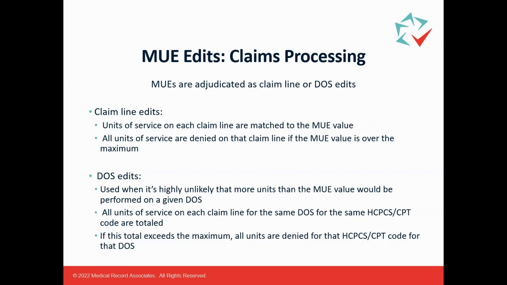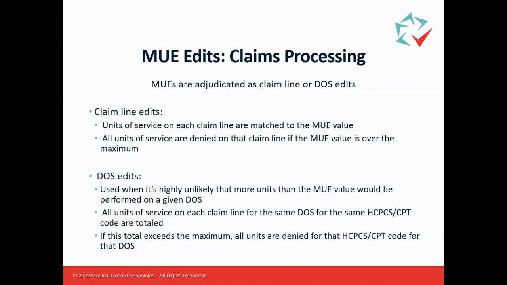When claims are processed, they are adjudicated as either a claim line or a date of service edit. So we'll go through what each of those means. A claim line edit is when units of service on each claim line are matched to the MUE value. All units of service are denied on that claim line if the MUE value is over the maximum number allowed. A date of service edit is used when it's highly unlikely that more units than the MUE value would be performed on a given date of service.